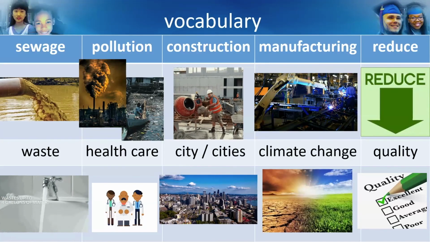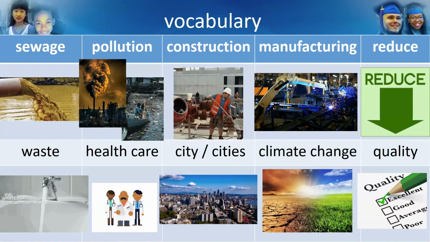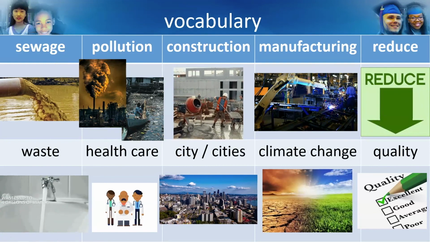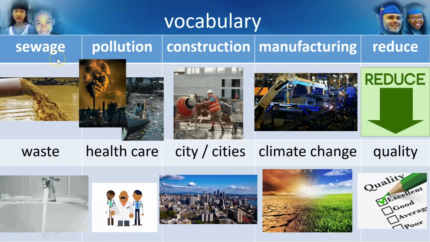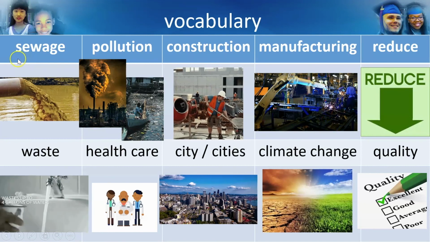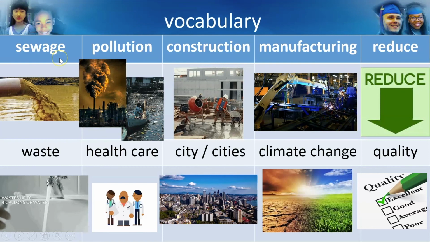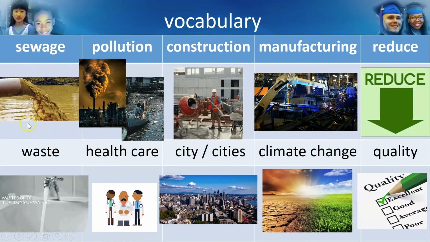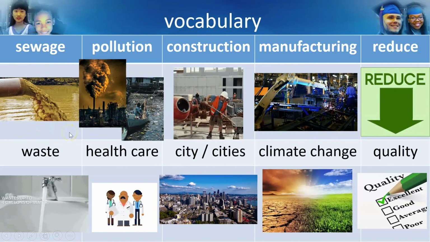We're going to read about that, but before we do, let's have a look at some vocabulary. So I'm going to say the word, and then I want you to repeat the word. And as you're saying it, look at the image to help you understand the meaning of the word. So the first word is sewage. Sewage. This is the wastewater that comes from our bathrooms and our homes that we no longer use.